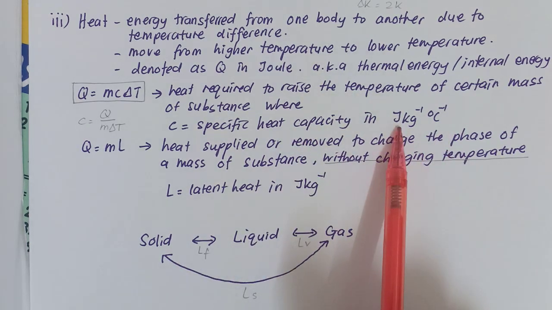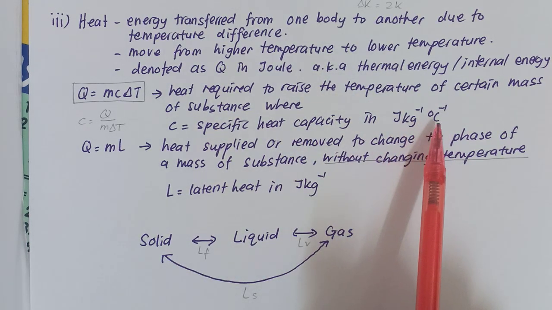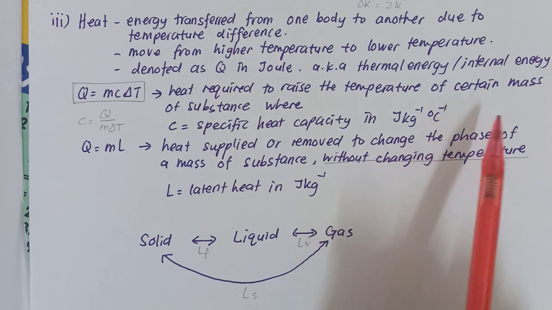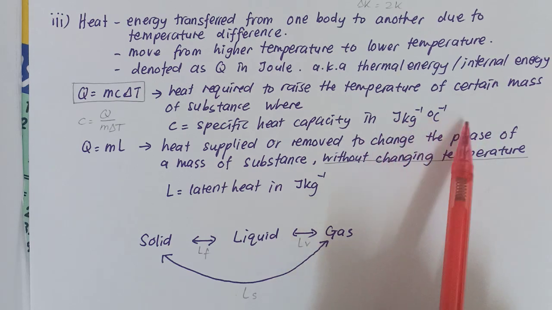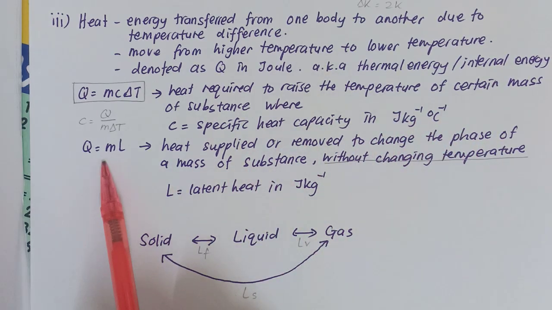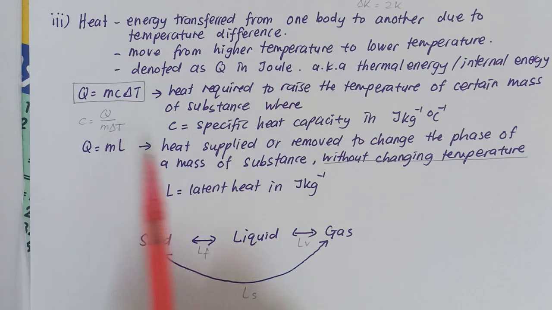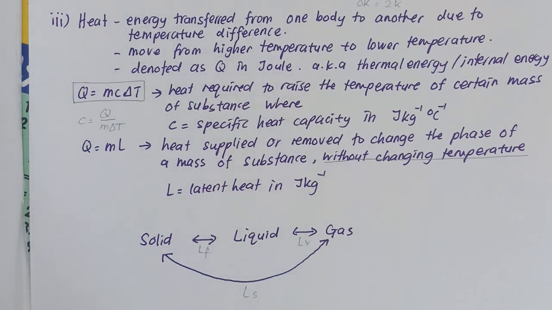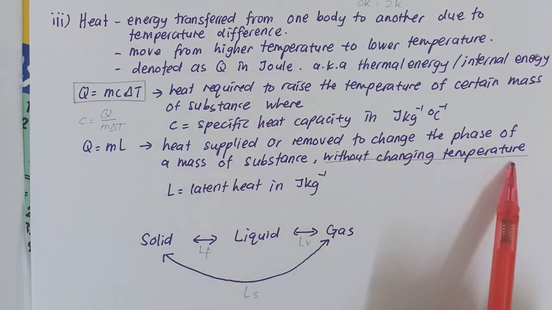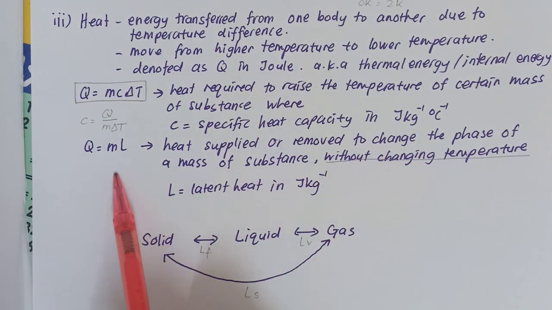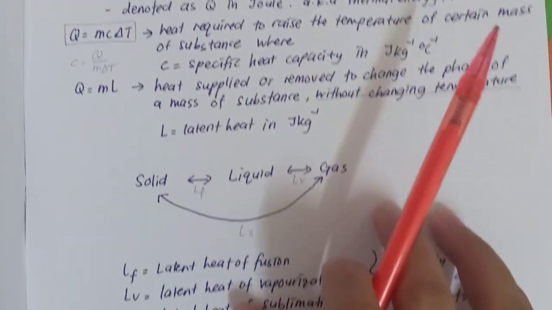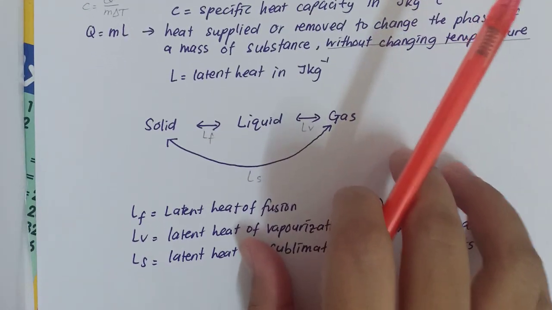So it can be in J per kg per Celsius, or also you can have it in J per kg per Kelvin. Okay, next up is Q equals ml. So this one is heat supplied or removed to change the phase of the mass of a substance without changing temperature. You will only use Q equals ml when you deal with a phase change.